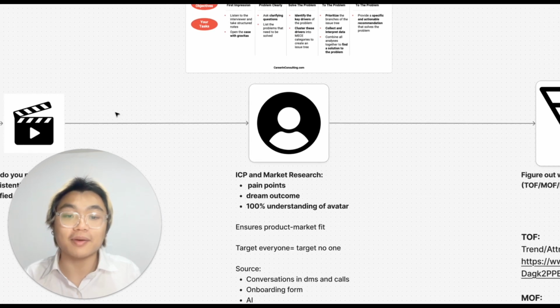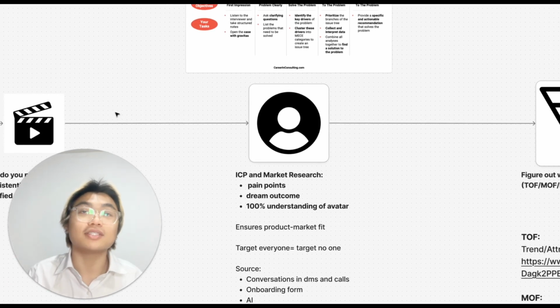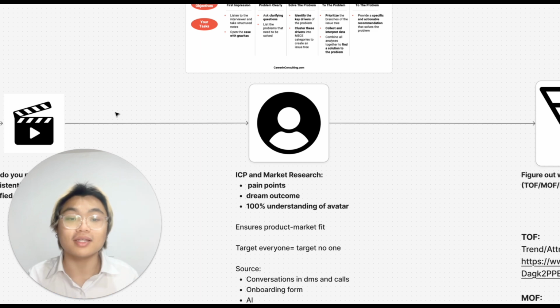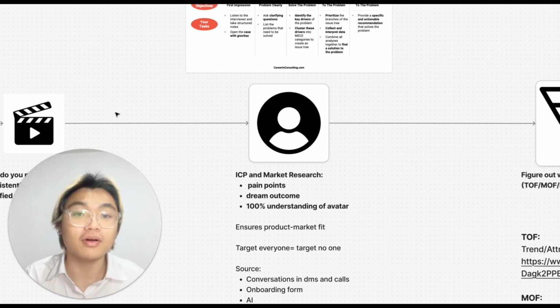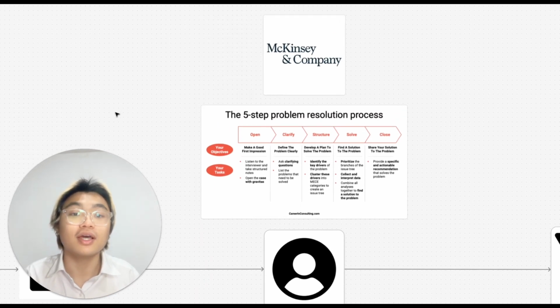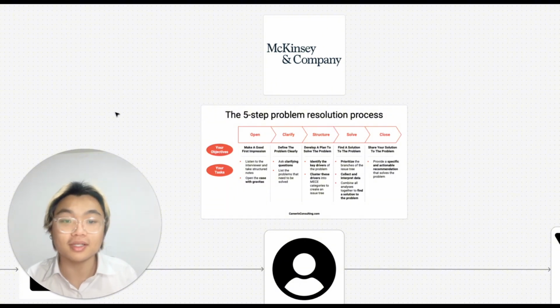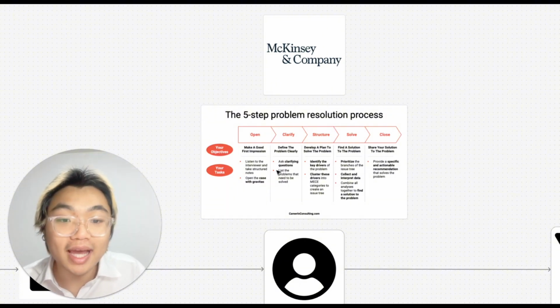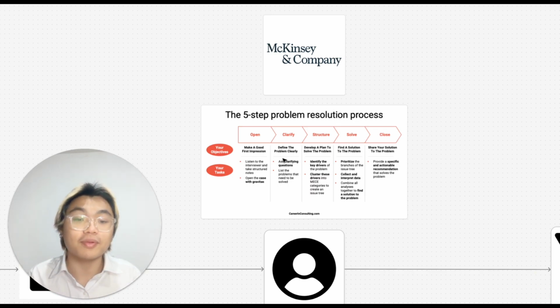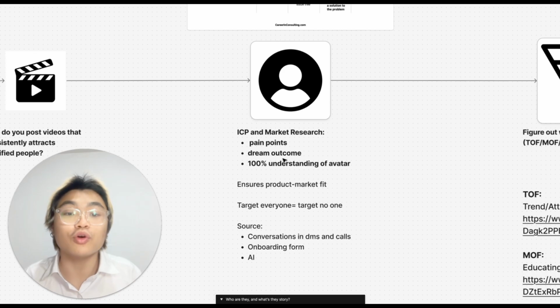And so the first step that you need to do before anything else, that is completely underrated and that no one does, is do your ICP and market research. And this is not just something I do, this is something that big consulting companies like McKinsey and Company do. What they do is they actually need to define the problem clearly. And to define the problem clearly, you actually need to know your avatar.